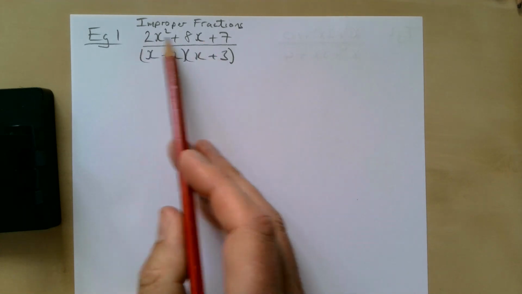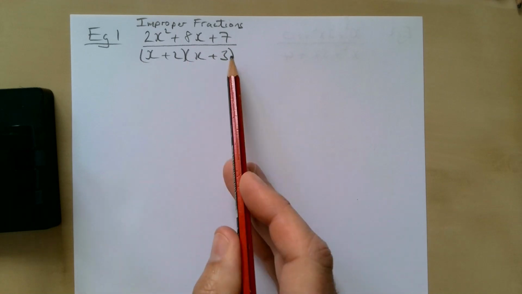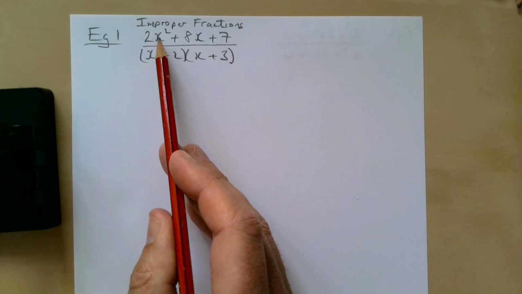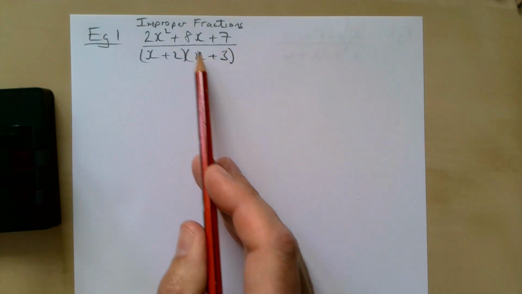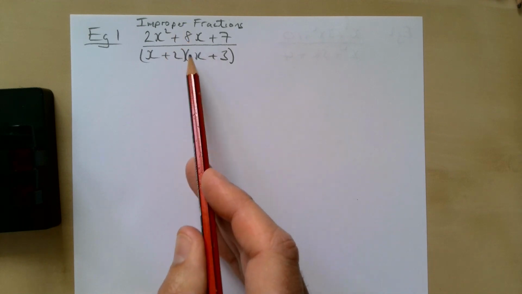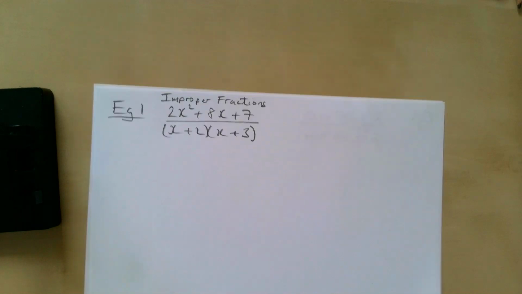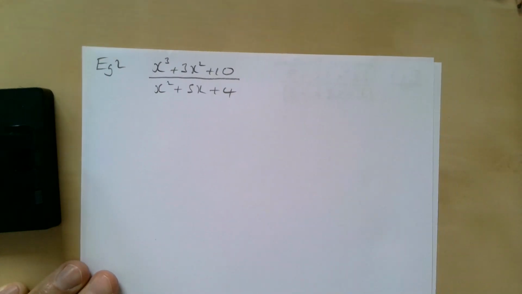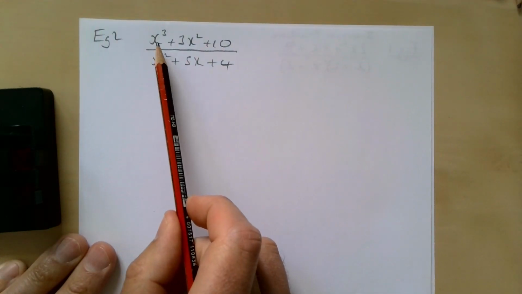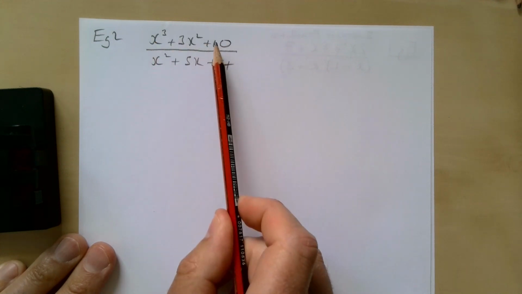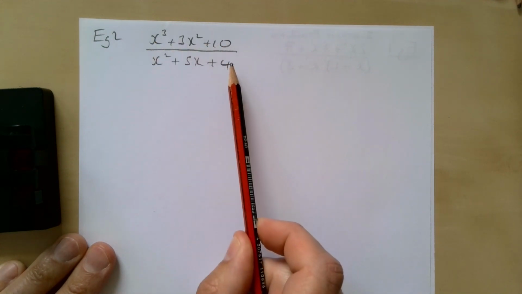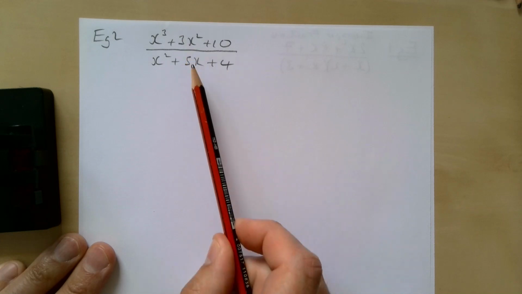On the top here we have a quadratic. On the bottom we have a quadratic, so the degree on top is 2 and the degree on the bottom is 2, so that's equal, so we can't do partial fractions for this until we do our long division first. If we flip over to example 2, which we're going to do in a second, the degree here is 3, that's a cubic on the top. The degree here is 2, that's a quadratic in the bottom, so that is an improper fraction.